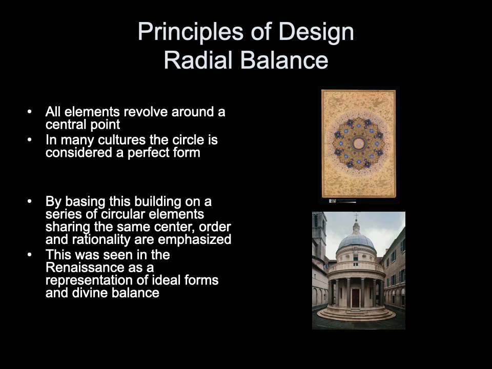Below that, we have the Tempietto, or Little Temple, made by the Catholic Church to mark the spot in Rome that they believed St. Peter was crucified, and crucified upside down because he did not want to compare himself to Jesus Christ and the way Jesus Christ was crucified. But this is a circular form that was considered in the Renaissance as an ideal form of divine balance to mark that area.